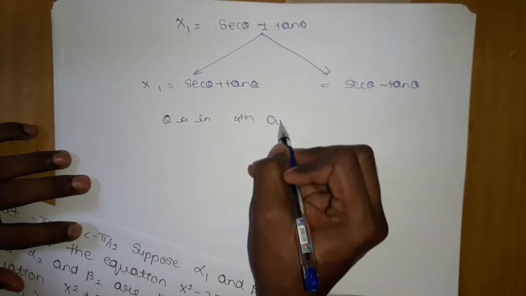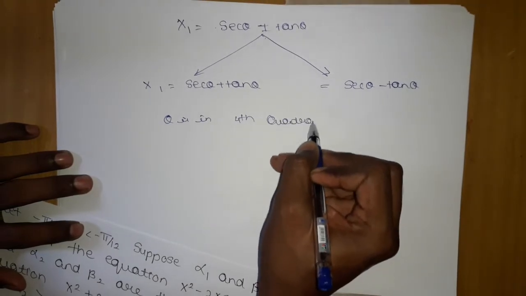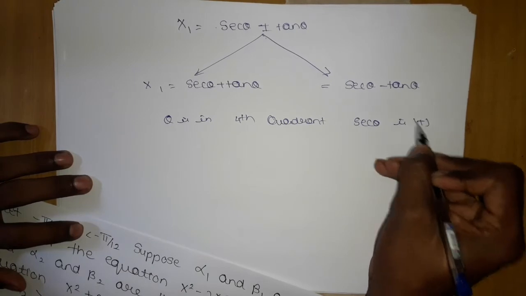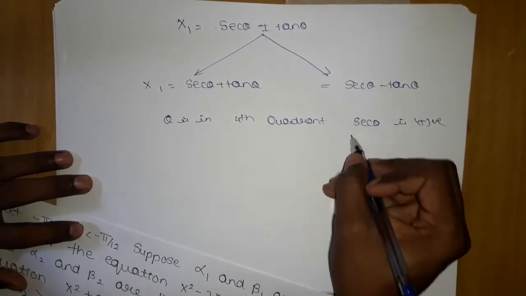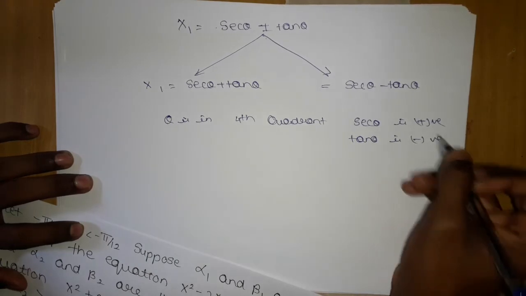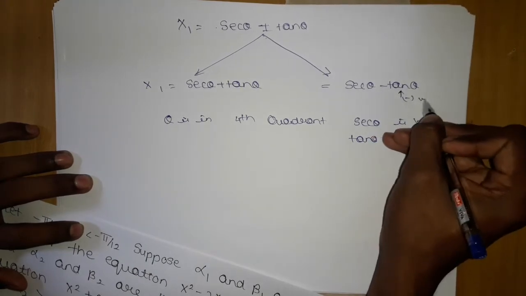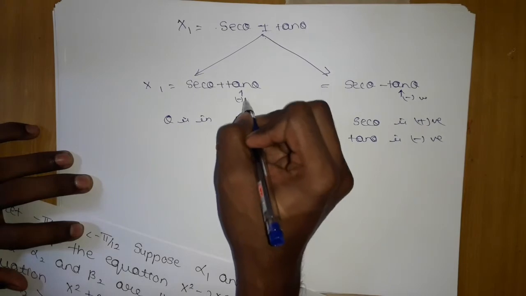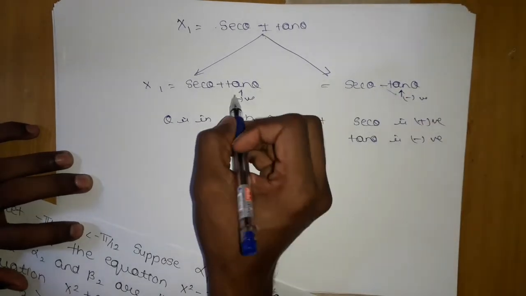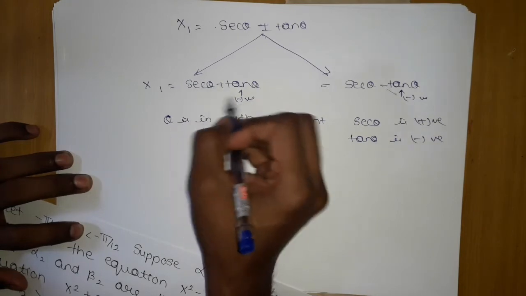In the fourth quadrant, is sec positive or not? Sec theta is positive. And tan theta is negative. So here this is negative, here also this is negative. This 2 will become positive, while here plus minus will become negative, so this will be less.